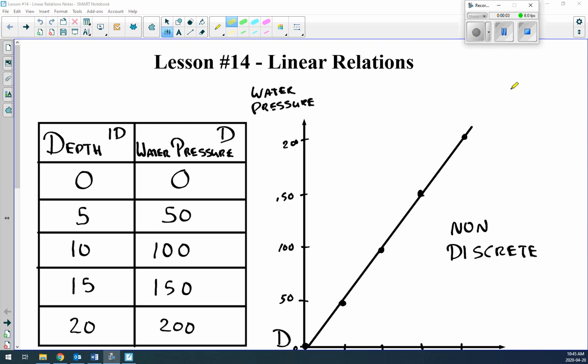Lesson 14, linear relations. So what we're talking about here is X and Y. We're talking about a relationship between those two, and we're talking about graphing, either lines or just a series of dots. So let's start with an example.